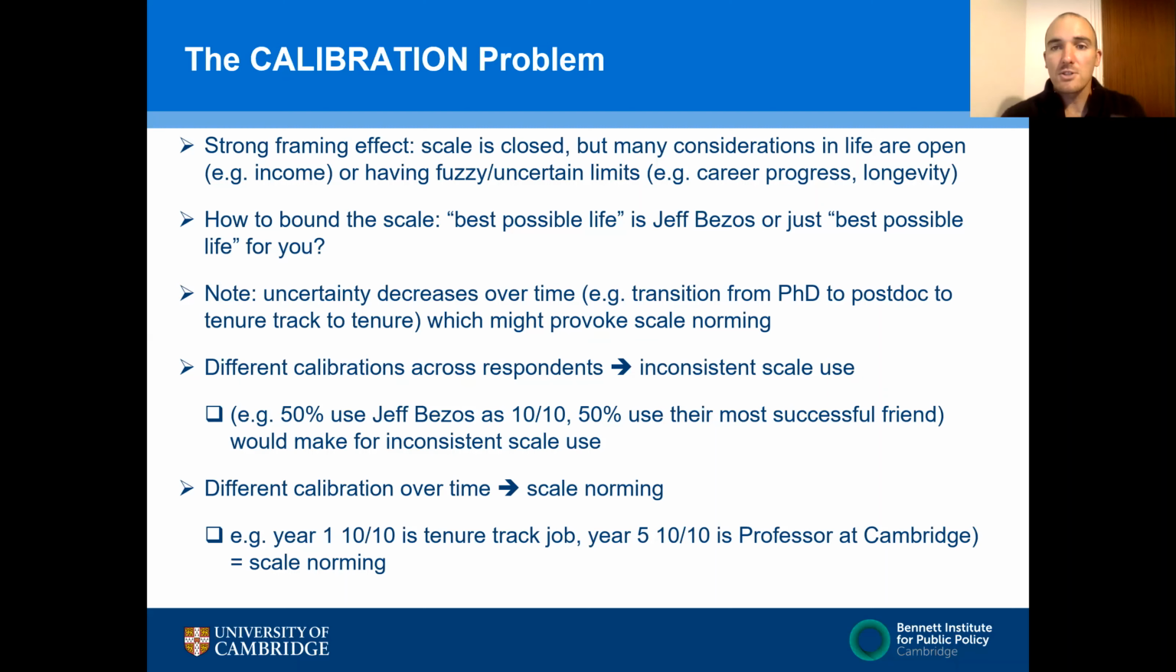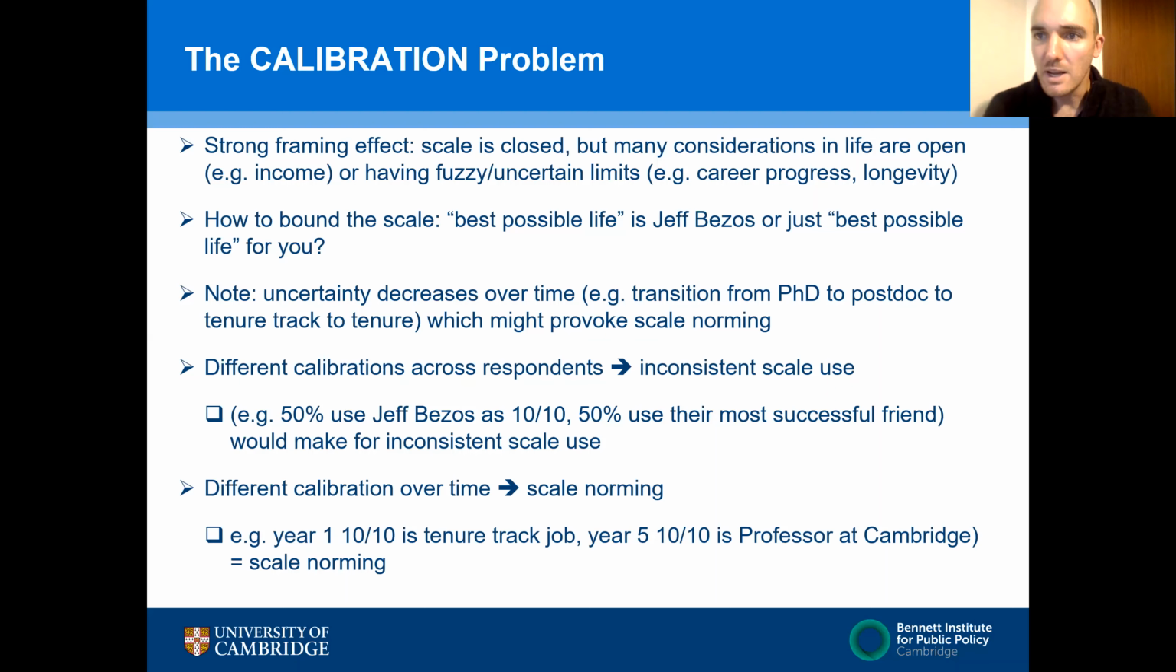Many considerations in your life are open, like income, or have fuzzy or uncertain limits. So as you transition out of your PhD, for example, and into further academic work, or choose a different career path and go into some other industry, it's not clear where you're going to land, right? And so at that point, how do you think about your career progression? And how do you think about how your career progression is going to be mapped onto your scale?